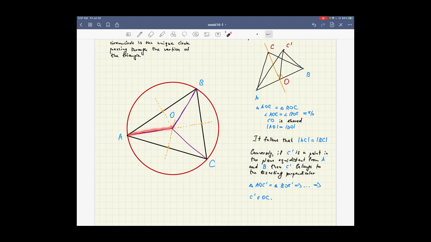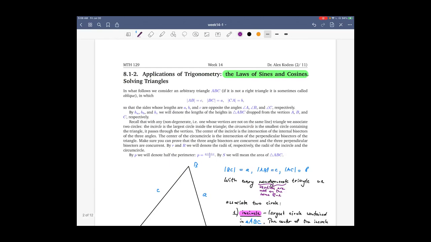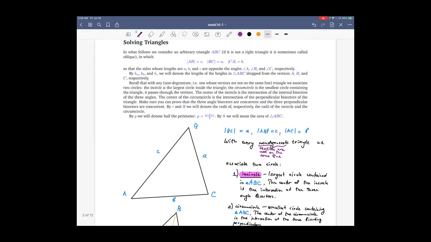All right, once we have explained that the center of the circumcircle, the center of the circle passing through the three vertices of the triangle, is the intersection of the three perpendicular bisectors, and the three perpendicular bisectors intersect at one point, which is the center of this circumcircle, we introduce the notation capital R. That will be the radius of the circumcircle. So lowercase r is the radius of the incircle, uppercase R is the radius of the circumcircle.